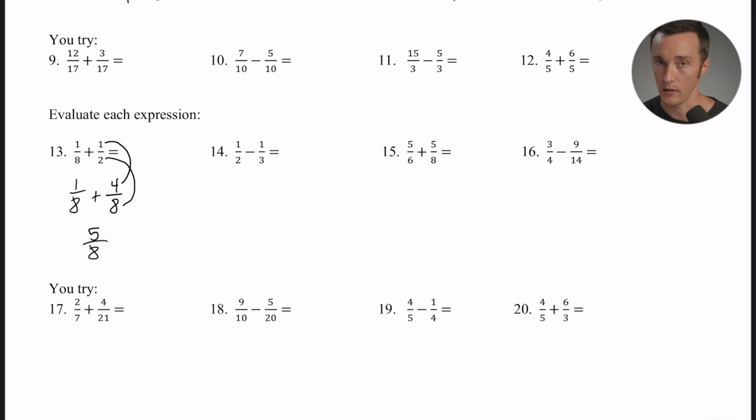So the hard part is just making sure that you correctly get a common denominator. From there, it's pretty straightforward. You just keep the common denominator and then add or subtract as it tells you to do. How about number 14? 1/2 subtract 1/3.